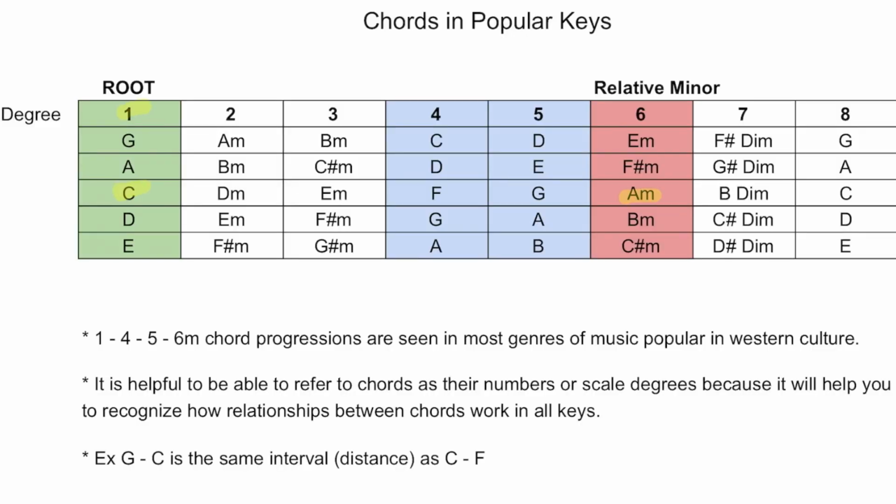If we assign their numbers, we can see how this applies in other keys. So, C is 1, A minor is 6 minor, F is 4, and G is 5. 1, 6 minor, 4, 5 is probably the most popular chord progression of the last couple of decades.